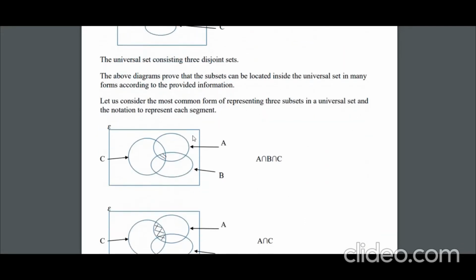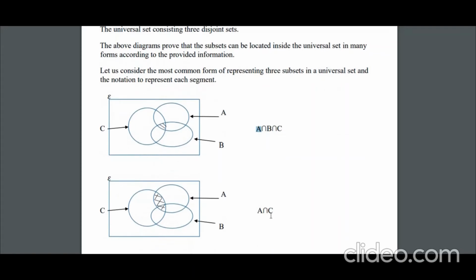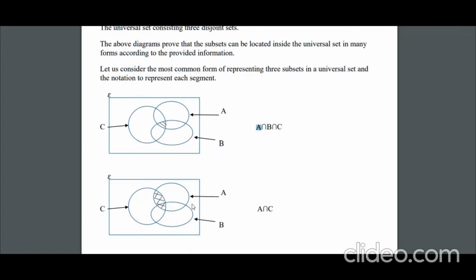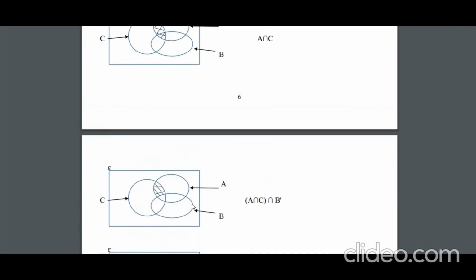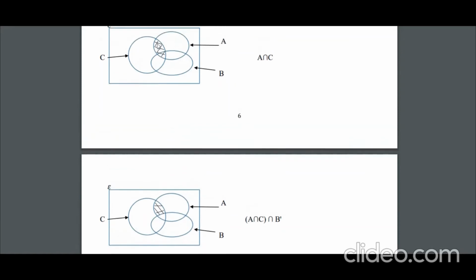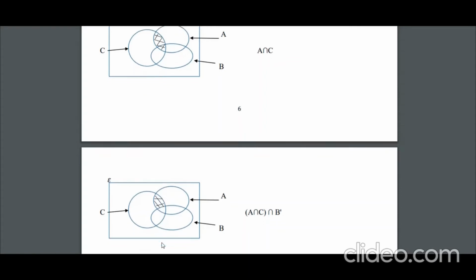So as we did before, what would be A intersection B intersection C? The region that is common to all 3, which is this. A intersection C, the region that is common to A and C, this particular part. A intersection C intersection B dash. We already know A intersection C, this part. What does that intersect with? B dash, or the complement of B, which means this particular part, because it excludes B.